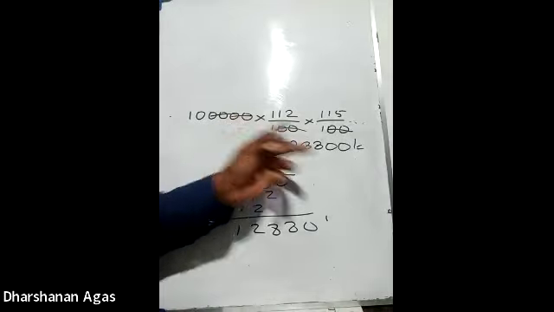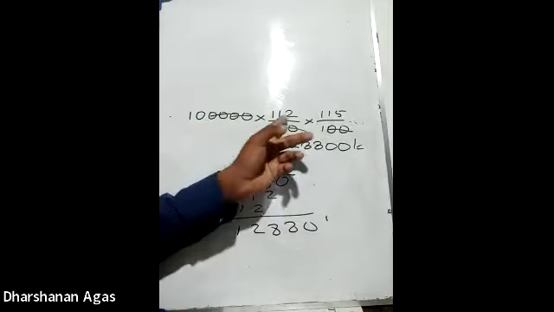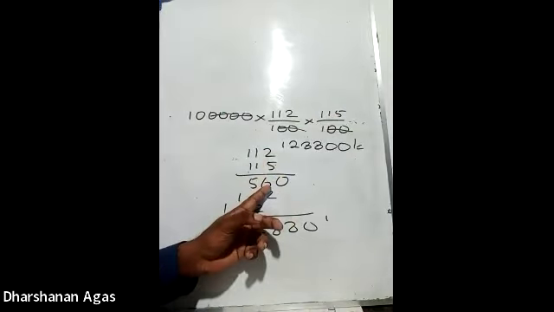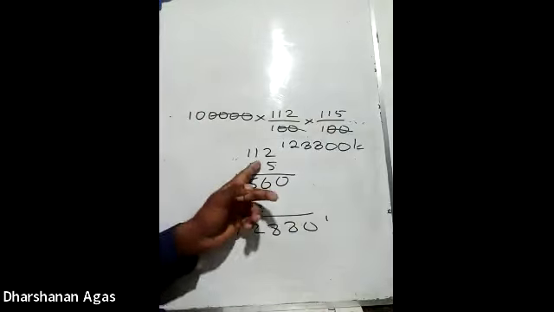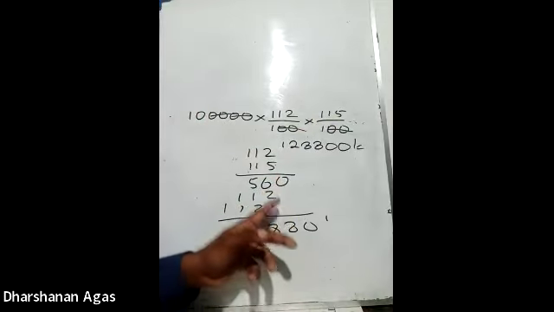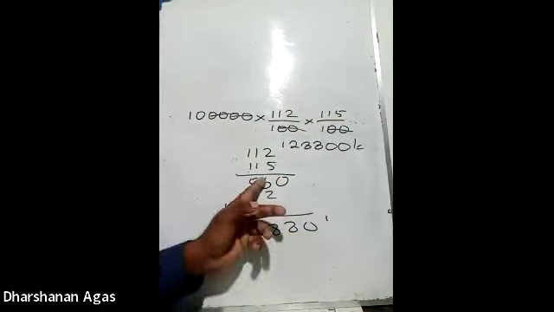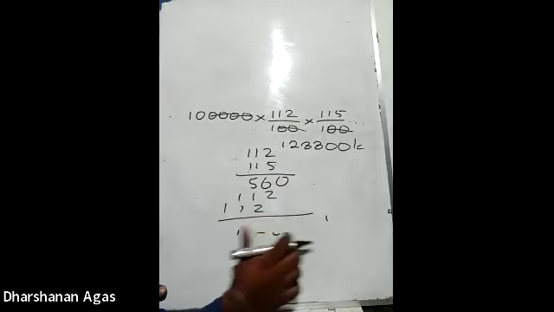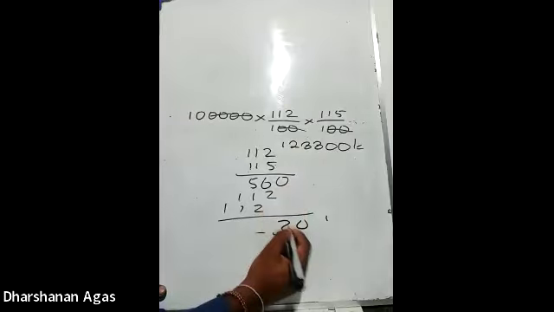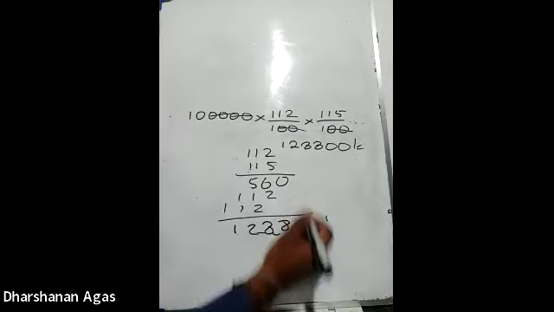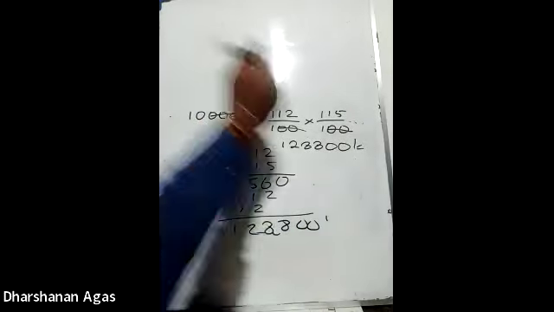I chopped two zeros and two zeros, another two zeros, then 112 multiplied by 115. 5 into 2, 10, balance 1. 5 into 1, 5, 1 plus 5, 6. 5 into 1, 5. 1 into 2, 1 into 1, 1 into 1. Now add: 0, 8, 8, 2, 1, 12,880. Multiplied by 10, another 0 will be added.